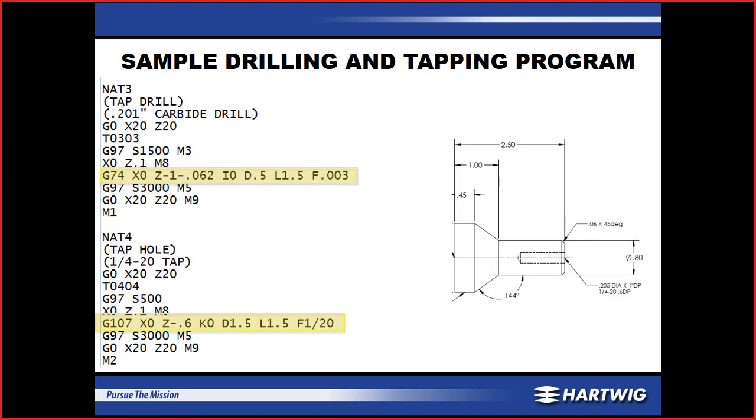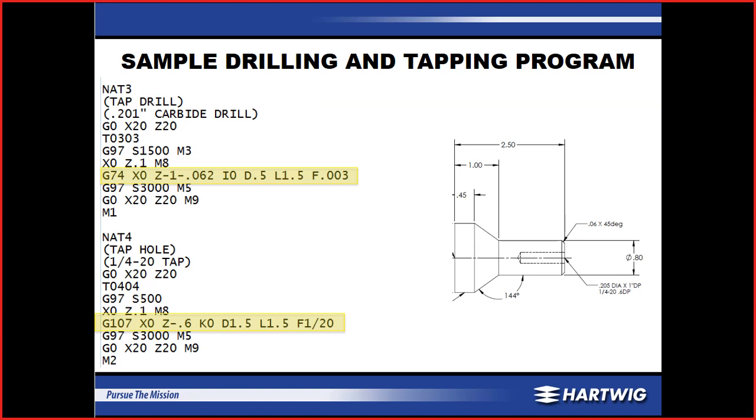So in this example, we have a G74 for our drilling cycle at X0. At Z minus 1 inch minus our drill point of 62 thousandths to get to 1 inch 62 deep, with an I of 0 to drill, pecking a 1/2 inch with 1 millimeter retract, incrementally moving 1.5 inches total, with a feed rate of 3 thousandths per rev. Then we have a synchronized tapping right hand tap cycle at X0 to 600 thousandths deep.